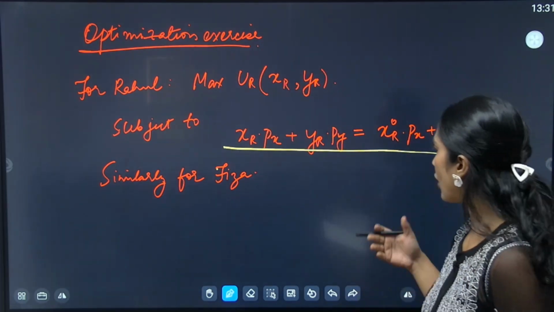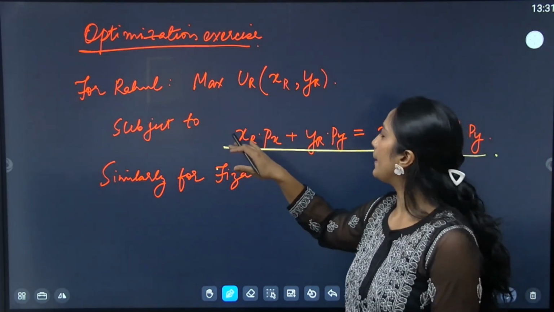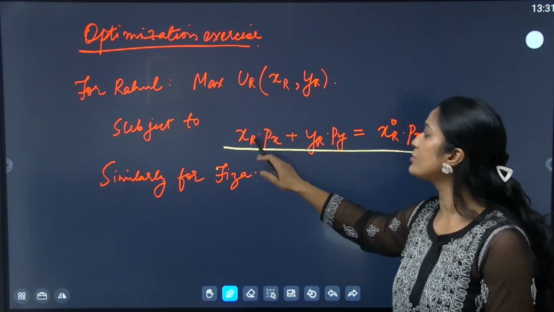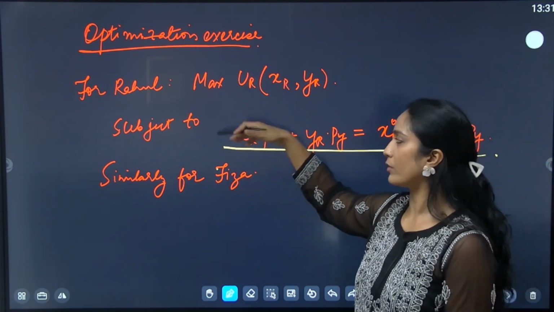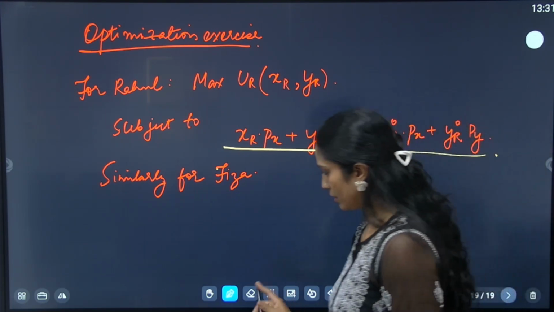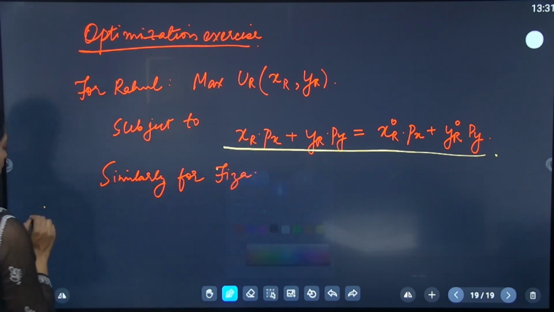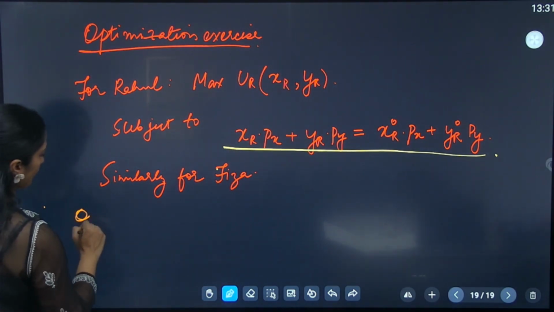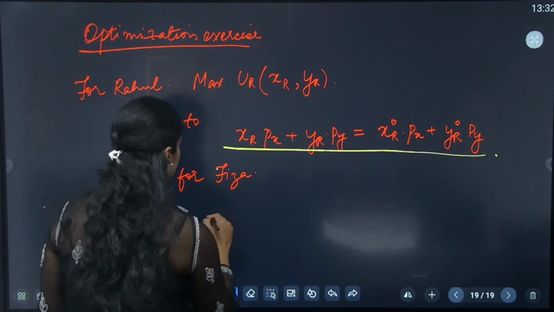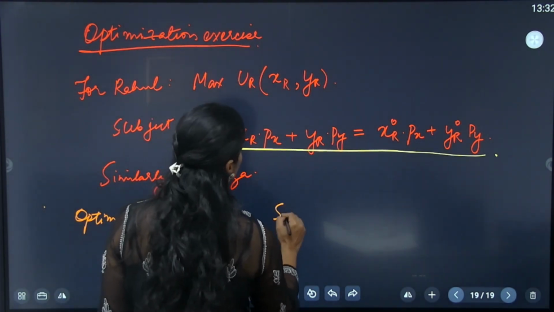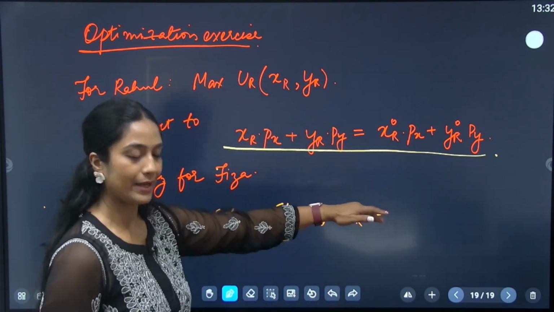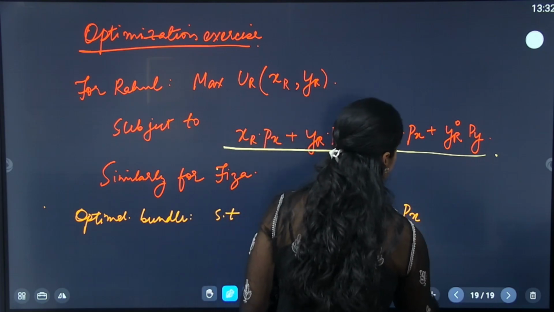Okay. So now we know how to solve this. We know that this will be solved where the indifference curve will be tangent to the budget constraint, or another way to express it, where the slope of the indifference curve will be the same as the slope of the budget constraint. Right? So you can say that the optimal bundle for Rahul is such that the slope of IC of Rahul is equal to the slope of the budget line, and the slope of the budget line we know is given by the price ratio.